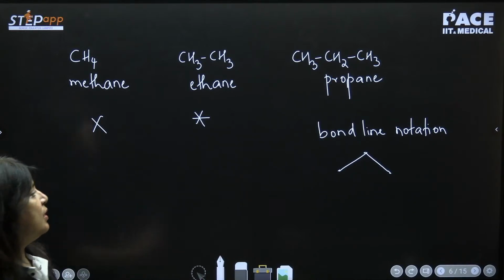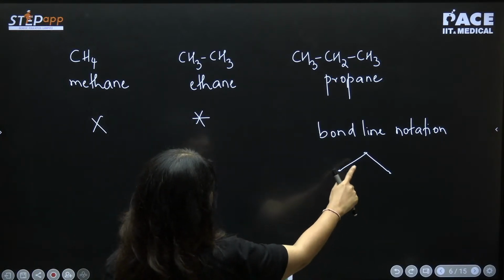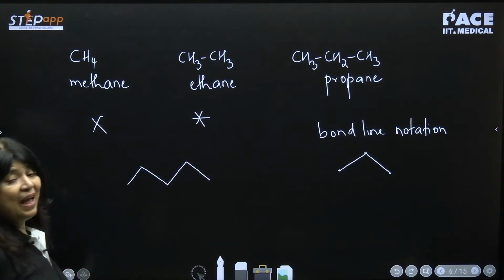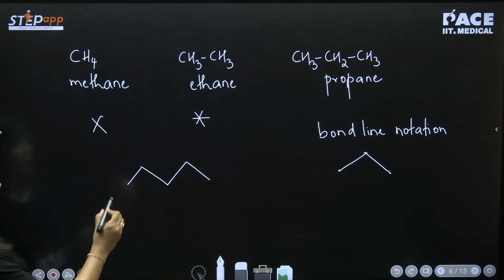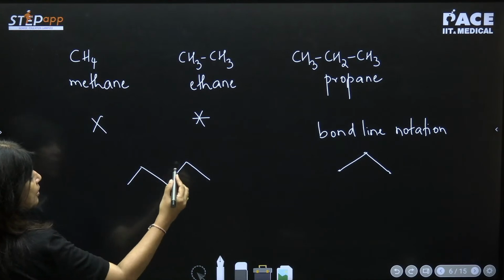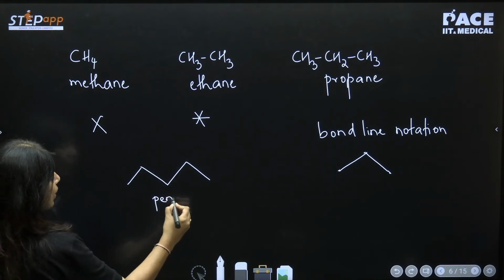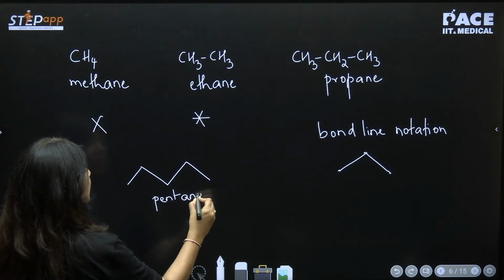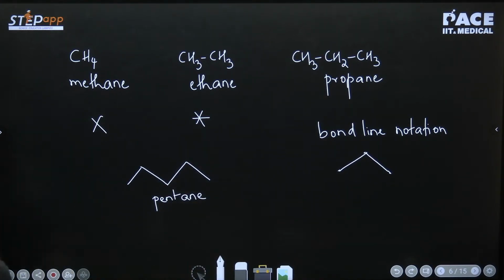Okay, so this represents propane. If this is propane, then this compound will have 5 carbon. How 5 carbon? 1, 2, 3, 4 and 5. 5 carbon, so root word is pent. Again, there is no carbon-carbon double or triple bond. So the primary suffix to be added is ane. So this represents the bond line notation of pentane.